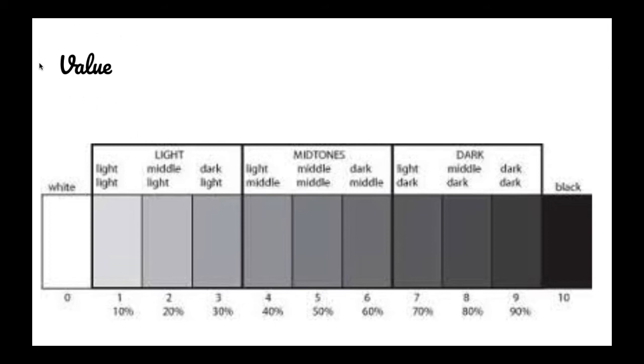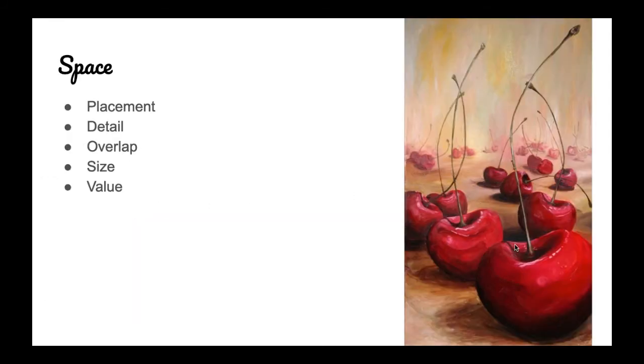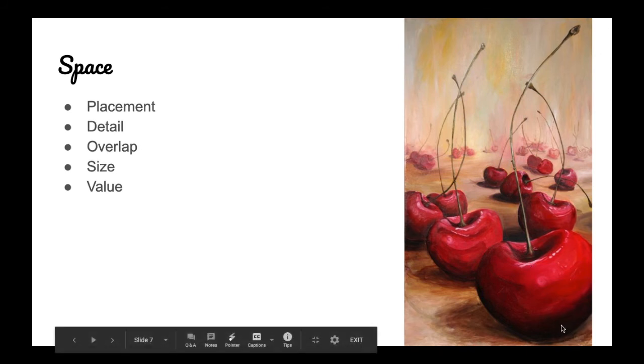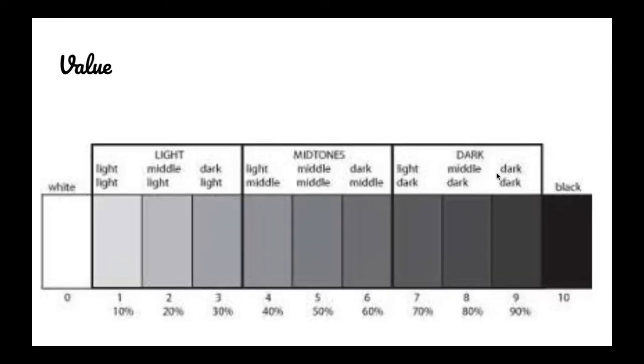So value is just how dark or how light something is. And when we have an object, parts of the object can be light, parts can be dark, and then we can almost kind of sum that together and say, overall, this object is dark or it's light. So overall, to me, this object is a little bit on the dark side, whereas these are kind of in the middle, maybe a little bit on the light side. So it's like you're averaging everything together.